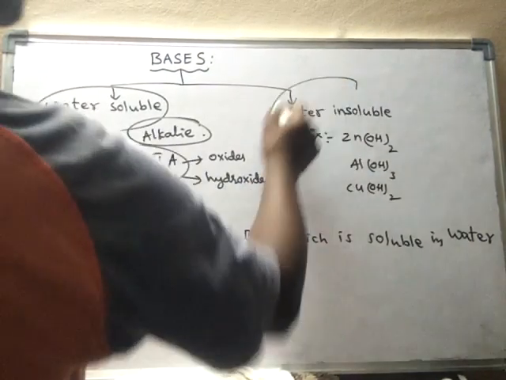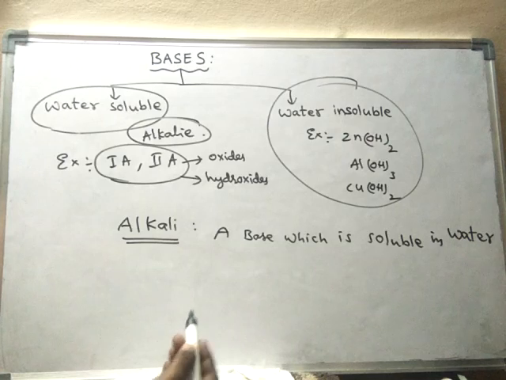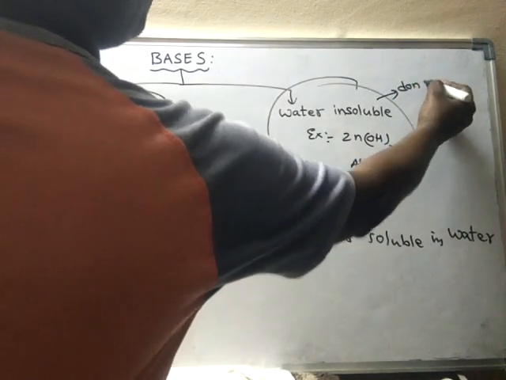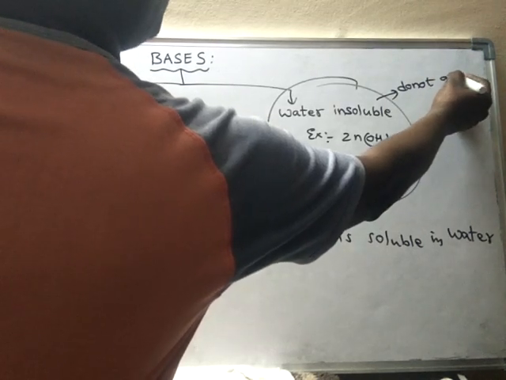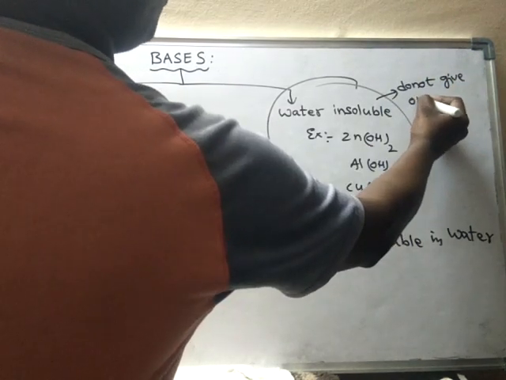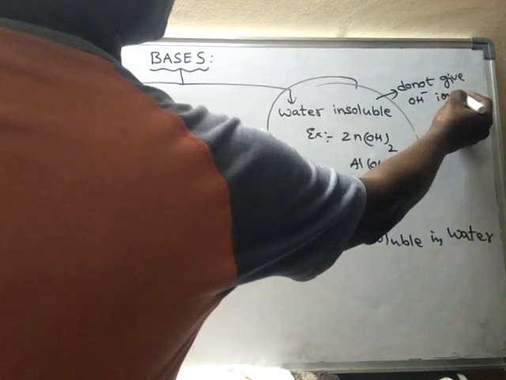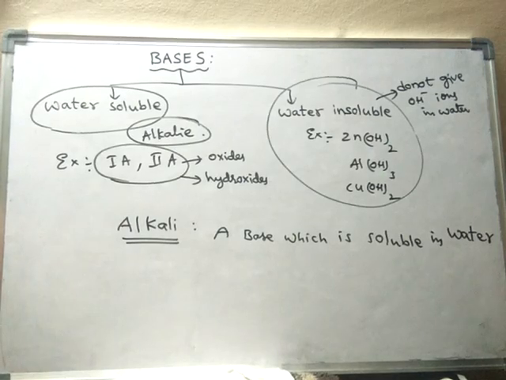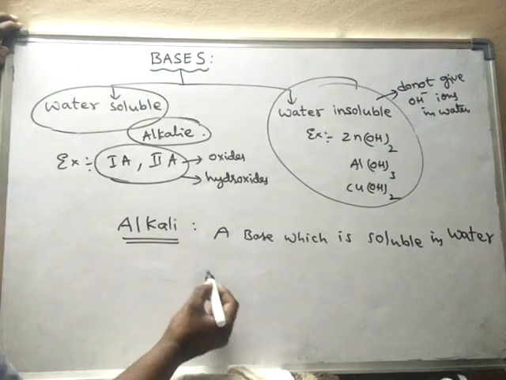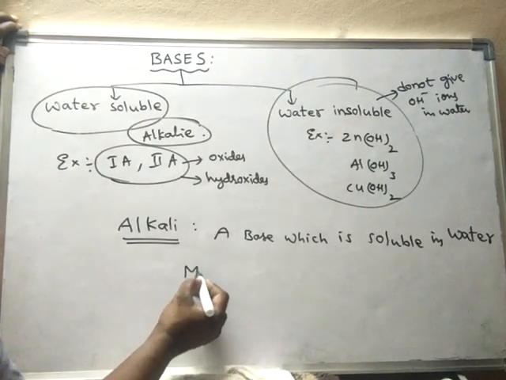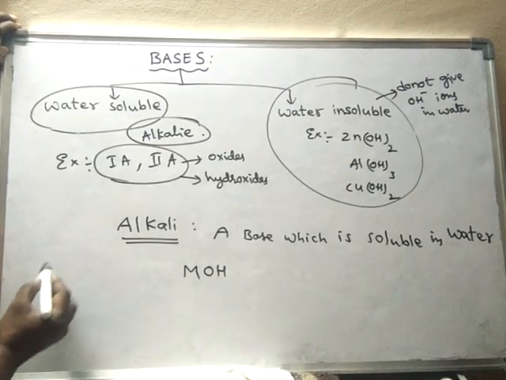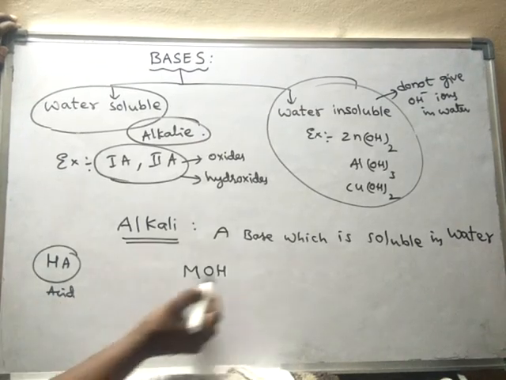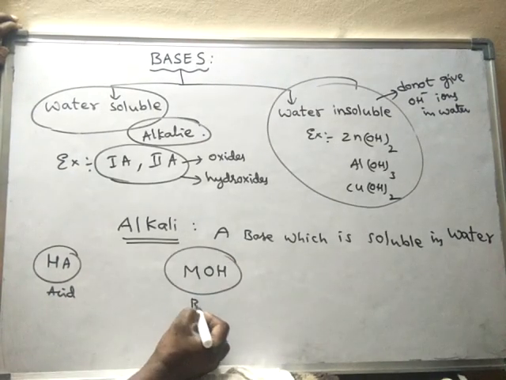See, look here, these hydroxides are insoluble in water, hence they do not, this is most important, give OH minus ions in water. Remember that generally base is denoted like this, MOH, and acid is denoted like this, HA. This is acid, and base is denoted like this.